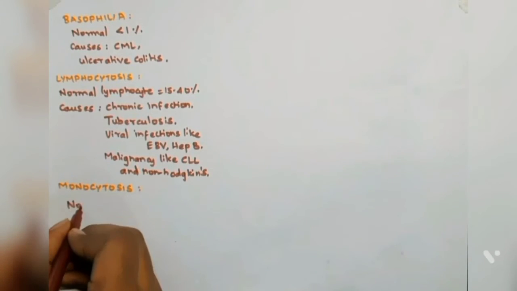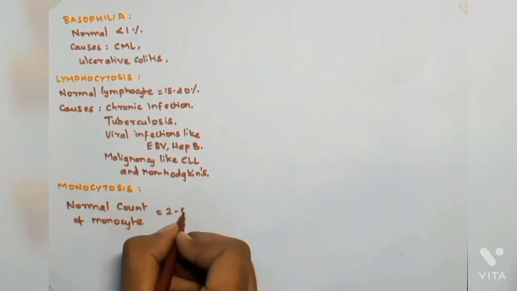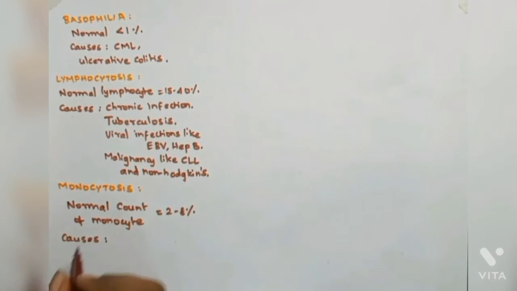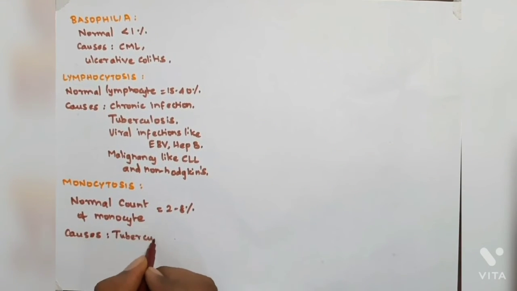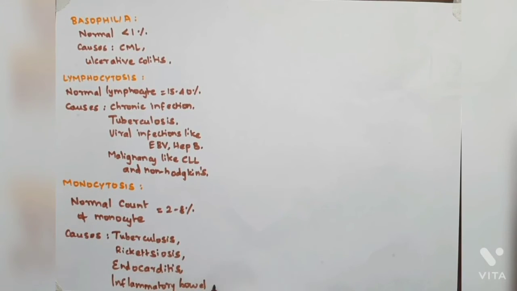Monocytosis. Normal count of monocyte is 2 to 8%. Causes: tuberculosis, rickettsiosis, endocarditis, and inflammatory bowel disorders.